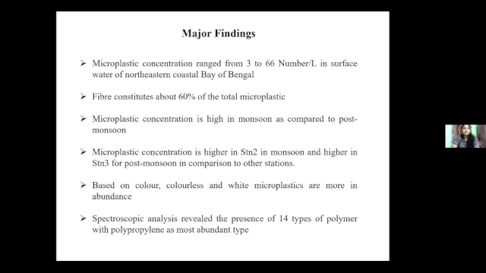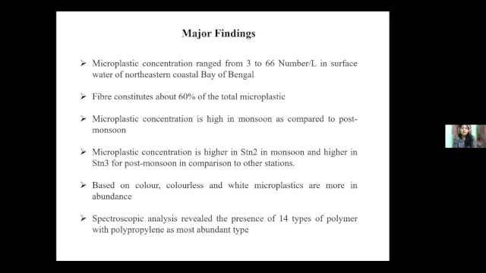What we can infer from this study is that the microplastic concentration, as I've already discussed, ranged from 3 to 6 pieces per liter in the surface water of the northeastern coastal Bay of Bengal. We have already seen that on the morphological basis, microbeads and foams were in very low abundance, and fiber constitutes about 60% of the total microplastic. Microplastic concentration was found to be high in monsoon as compared to post-monsoon season. Station-wise, microplastic concentration was high in station 2 in monsoon, but it was high in station 3 for post-monsoon.